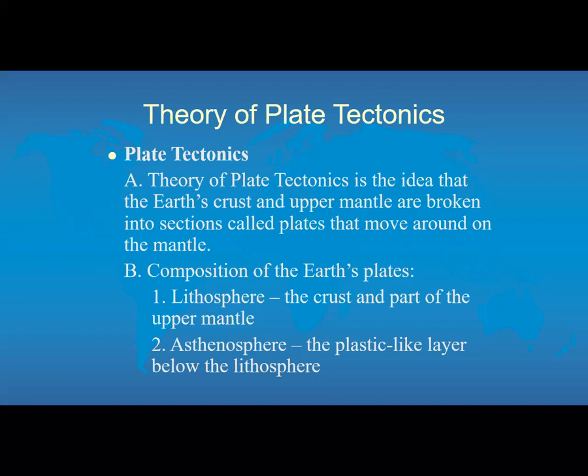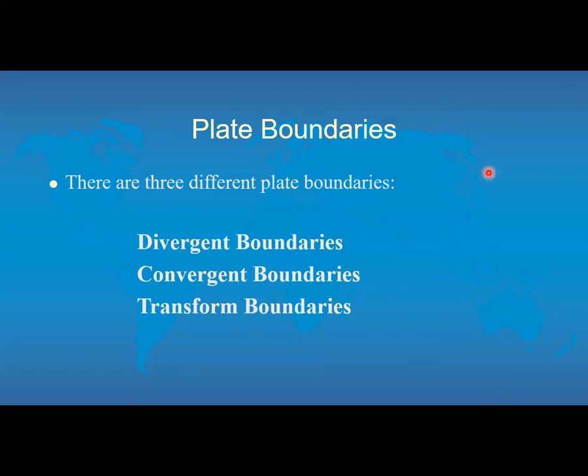Okay, plate tectonics is the idea that the Earth's crust and upper mantle are broken into sections called plates, or tectonic plates, that move around on top of the mantle. So remember, the composition of the Earth's plates is the lithosphere. That's the solid part of the crust and the upper part of the mantle. So this is the solid portion, and they are floating on top of the asthenosphere, that plastic-like layer that's right below it. So this is what's going on. And because the plates are moving, they can form one of three different types of boundaries. There are divergent boundaries, convergent boundaries, and transform boundaries. We're going to go through each one.